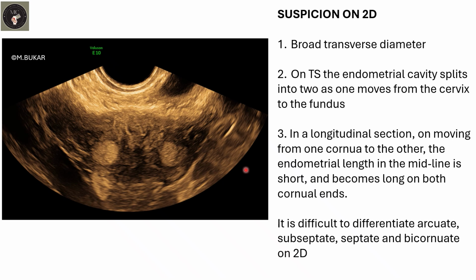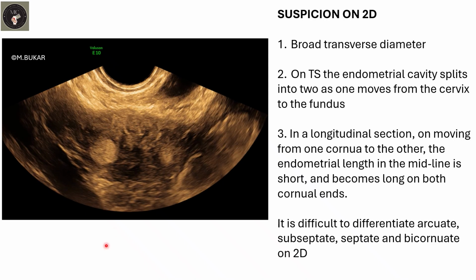It is important to note that on 2D ultrasound, it is difficult to differentiate between arcuate, subseptate, septate, and bicornuate, as seen here. Here, all you can see are two endometrial cavities. Is it arcuate? Is it subseptate? Is it septate? Is it bicornuate? This is best answered by 3D ultrasound or MRI.